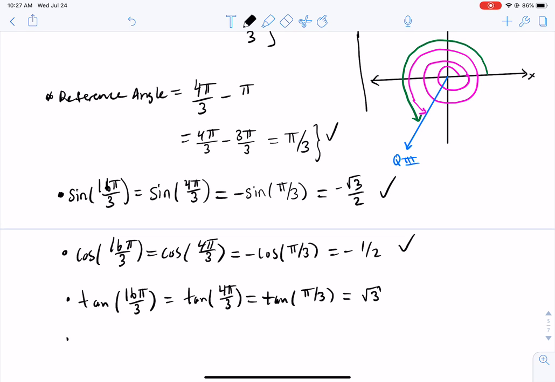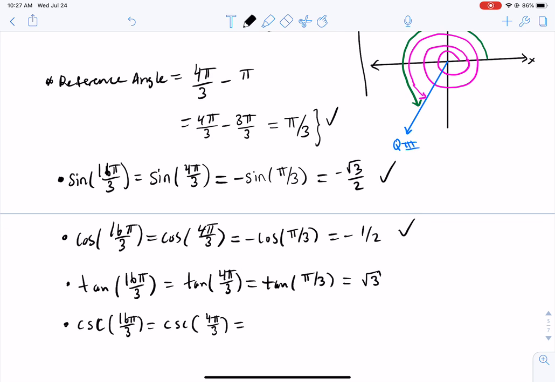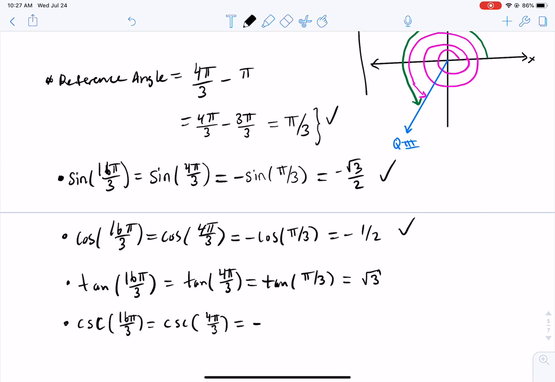And then what about cosecant of 16 pi over 3? This is going to be the same thing as cosecant of 4 pi over 3, right? Cosecant is the reciprocal of sine. So that's just going to be negative 2 over the square root of 3, the reciprocal of that. You don't have to rationalize it, but if you rationalize it, it will be negative 2 radical 3 over 3. You don't have to.